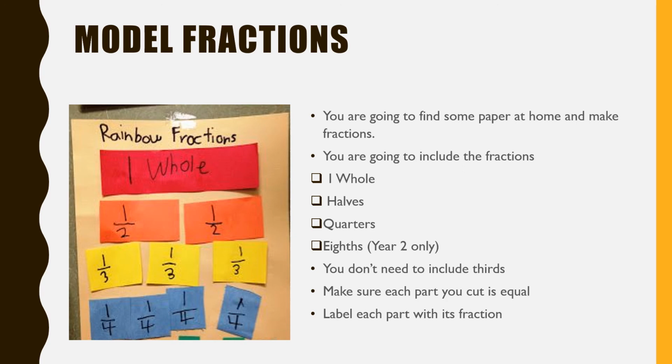Now I know that in this one you can see thirds there, but you don't need to worry about thirds. We'll learn about thirds another day. So we just want whole, 1 whole, 2 halves, 4 quarters, and for year 2, 8 eighths. And then I would love you to label each part with its written fraction, just like this person has done there in the picture.